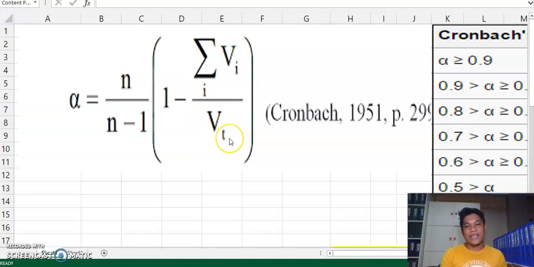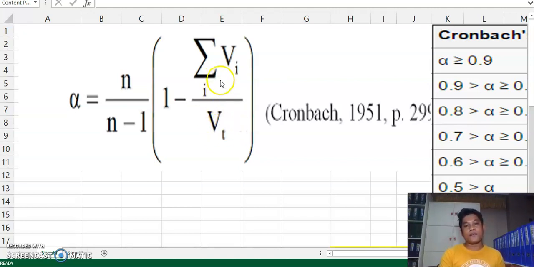Well, this V sub t is the variance of the total. How do you get that? You have to add all the responses for each respondent in all items. Example, you have 1 to 10 items. So if a respondent checks all 5 on these 10 items, the total is 50. And then all the sums shall be subjected to variance across all respondents. So if you have 100 respondents, the totals shall be computed for variance. We call that the variance of the total.